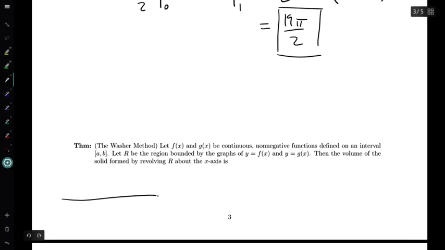As a reminder, here's the picture that we're looking at. Here's a and here's b. We have some function f of x, which is above the axis. We have another function g of x, which is also above the axis, and maybe they intersect, maybe they don't, we're not really sure. And the region R that we're looking at here is the region that's bounded by these curves.